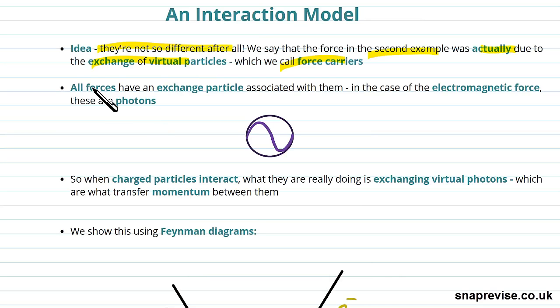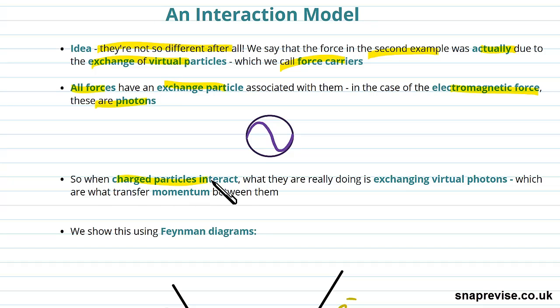So what we're going to say is that all forces, these four fundamental forces we were talking about, gravity, electromagnetism, and the strong and weak nuclear forces, they all have an exchange particle associated with them. And clearly the exchange particle is just something they use to exchange momentum, it's in the name. In the case of the electromagnetic force, it's just photons that we met before, remember? These wave packets. It turns out you can think of them as actual particles, and in this case it's the exchange particle for the electromagnetic force. And we're going to diagram what that looks like in a second.